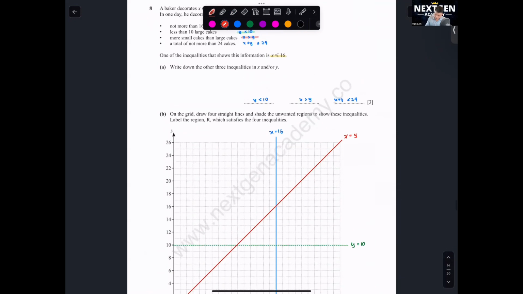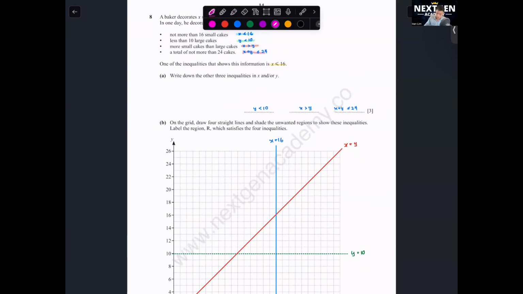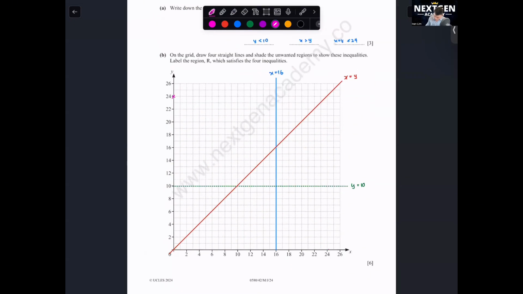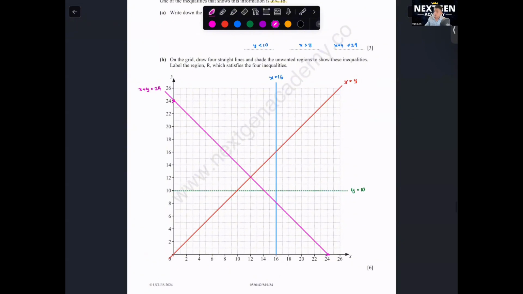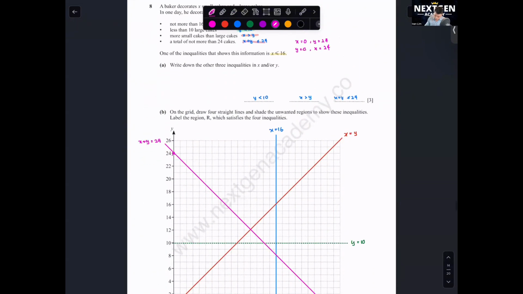And then the last one, x plus y equals 24. This one I will use the bright pink color. How to do this? x plus y equals 24. You just need to find your x-intercept and y-intercept. So x equals 0, y equals 24; y equals 0, x equals 24. So here 24, here 24, you connect the dots. So here x plus y equals 24. Oops, wait a minute. We need to put this as a dotted line.